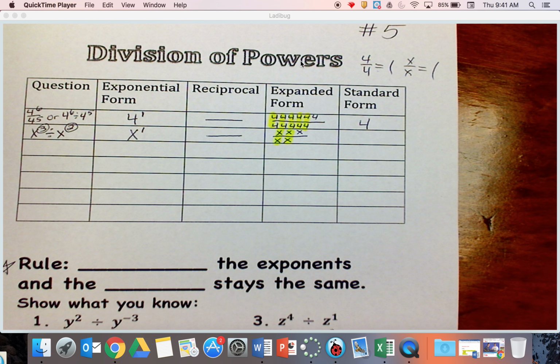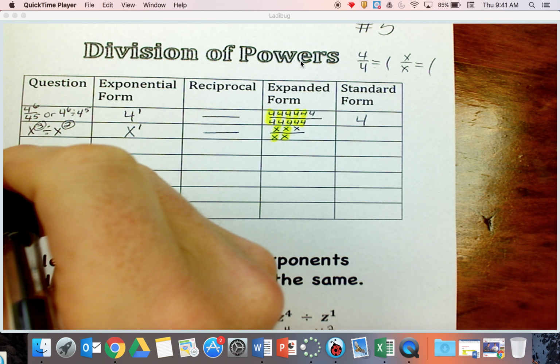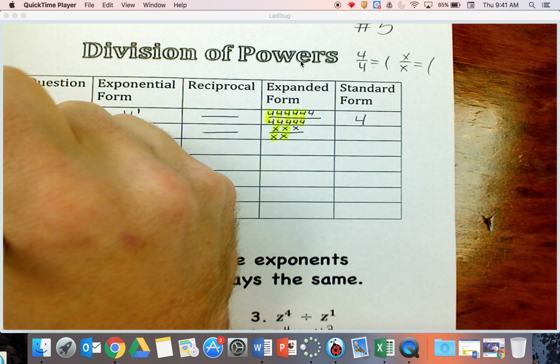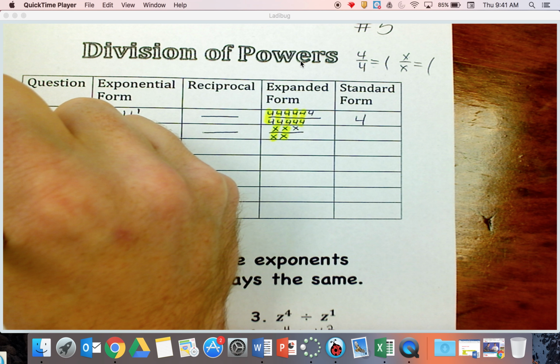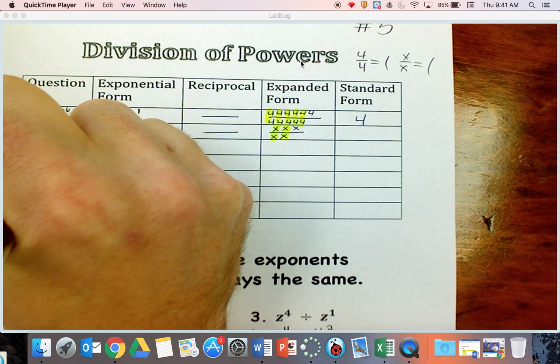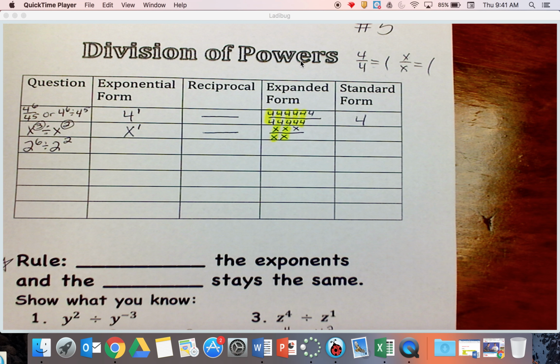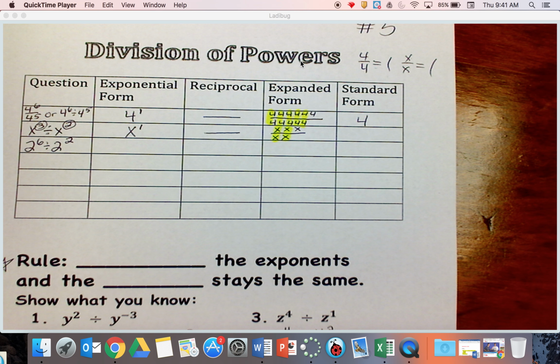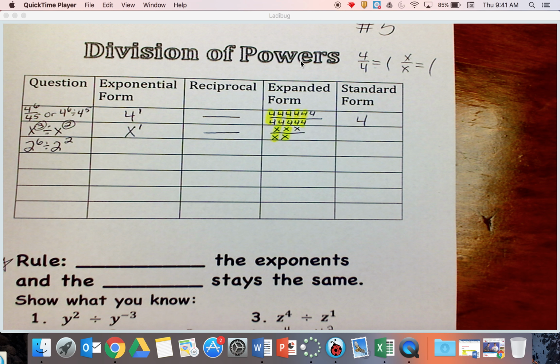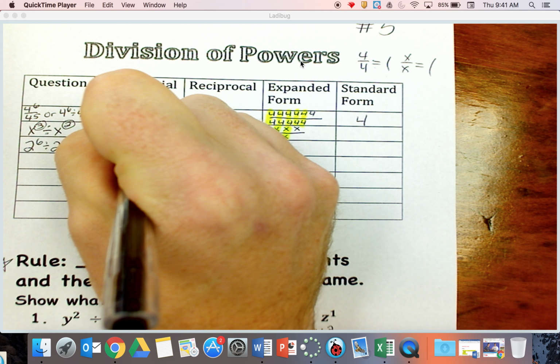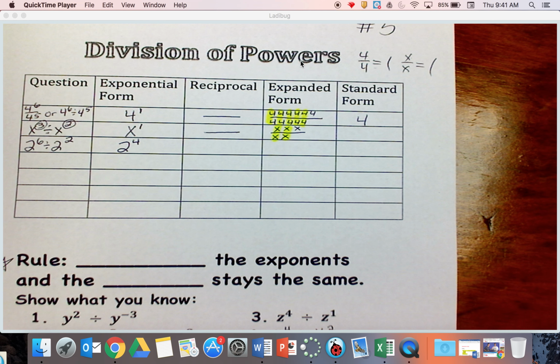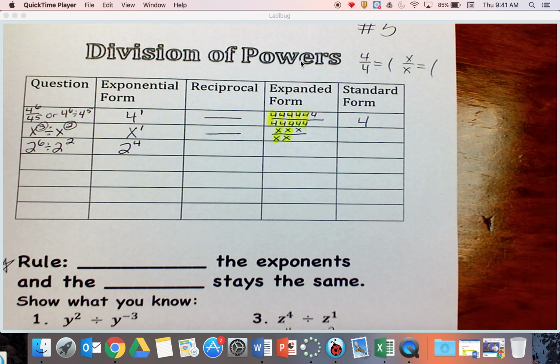So let's try one more here. Let's see if it works the same way. Let's do this one. 2 to the 6th power divided by 2 to the 2nd power. All right. I'm going to say I think the answer is going to be 2 to the 4th power. Let's see if the answer is 2 to the 4th power. See if you can pick up why it's 2 to the 4th power.